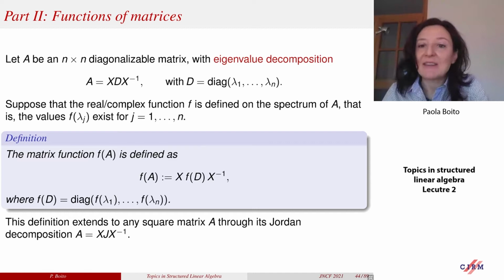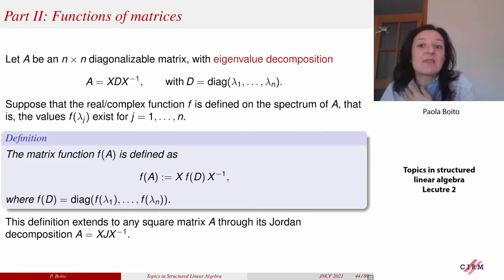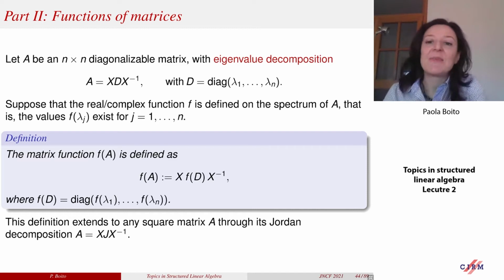So let's recall the definition of function of a matrix. There are different possible definitions. One of these is based on the diagonal or Jordan form of a matrix. So let's suppose first, for simplicity, that our matrix A is diagonalizable.